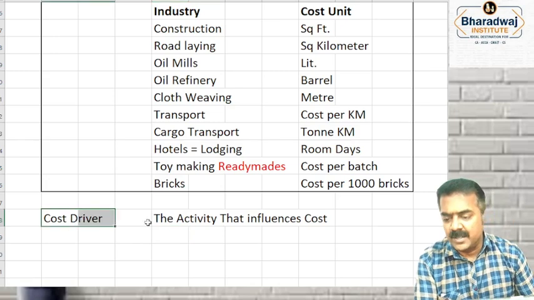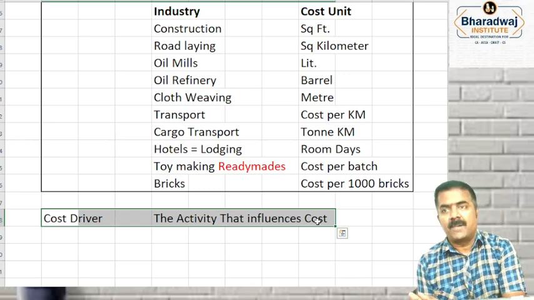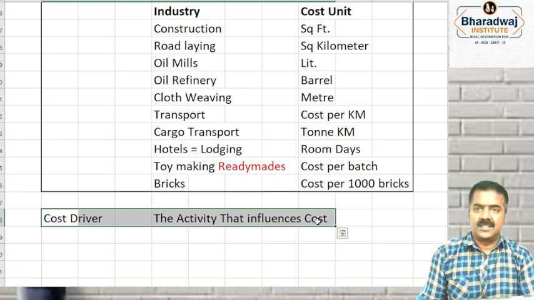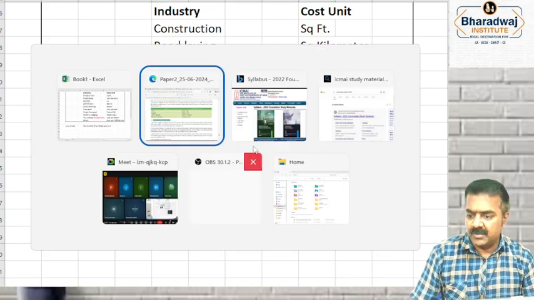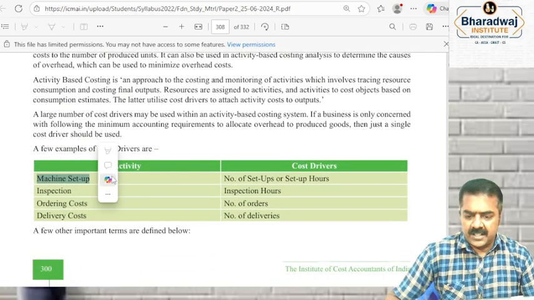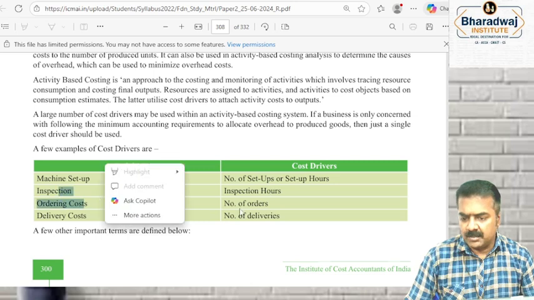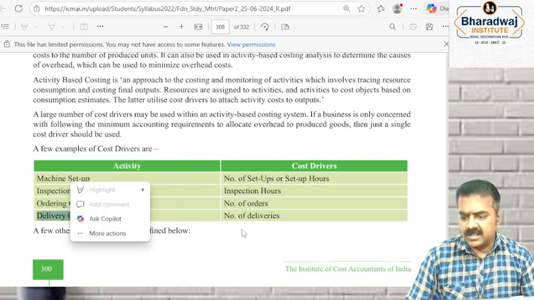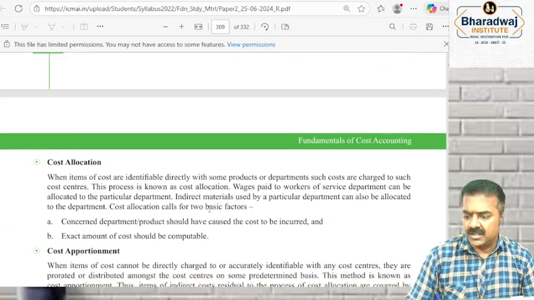So cost driver means the activity that influences cost. Number of batches influences the cost of inspection, and that is what we call cost driver. They would have given the meaning of cost driver. You can go through. Machine setup depends on number of setups, inspection on number of inspection hours, ordering cost on number of orders, delivery cost on number of deliveries made. They would have given the cost driver.